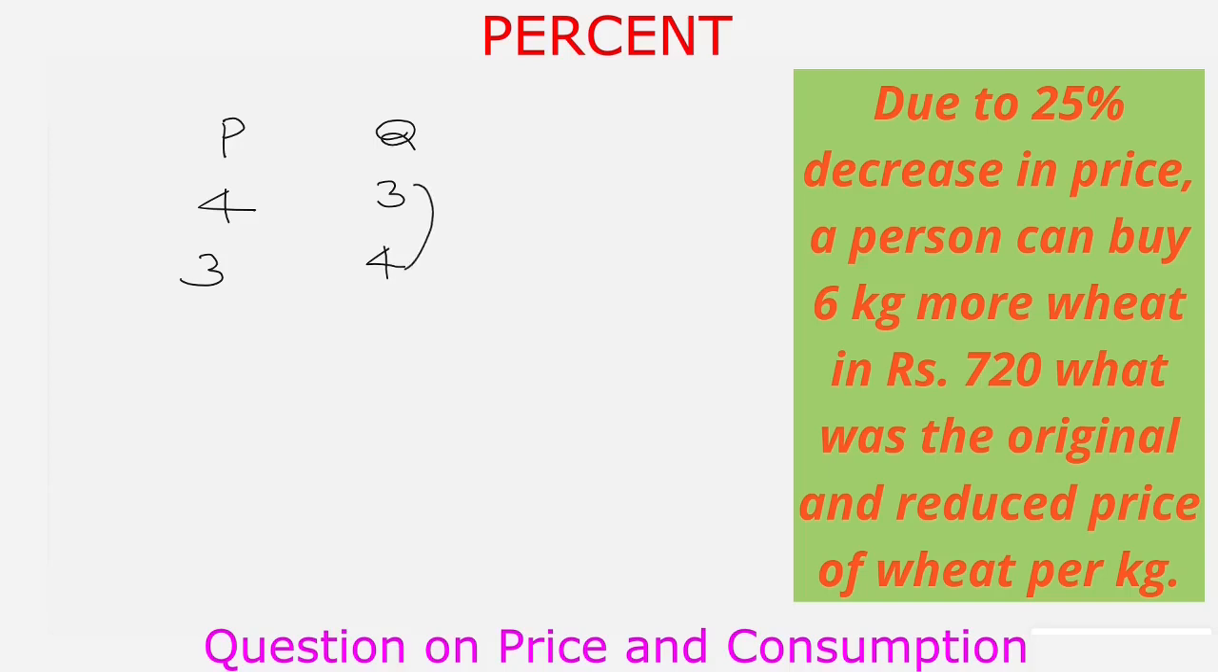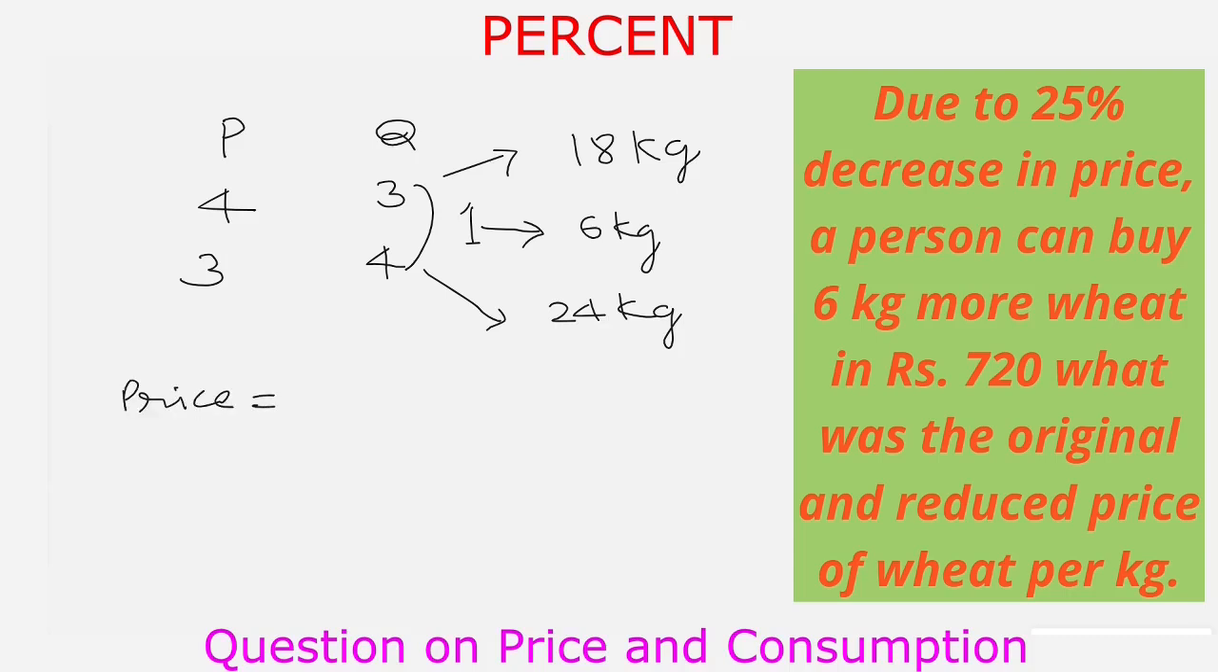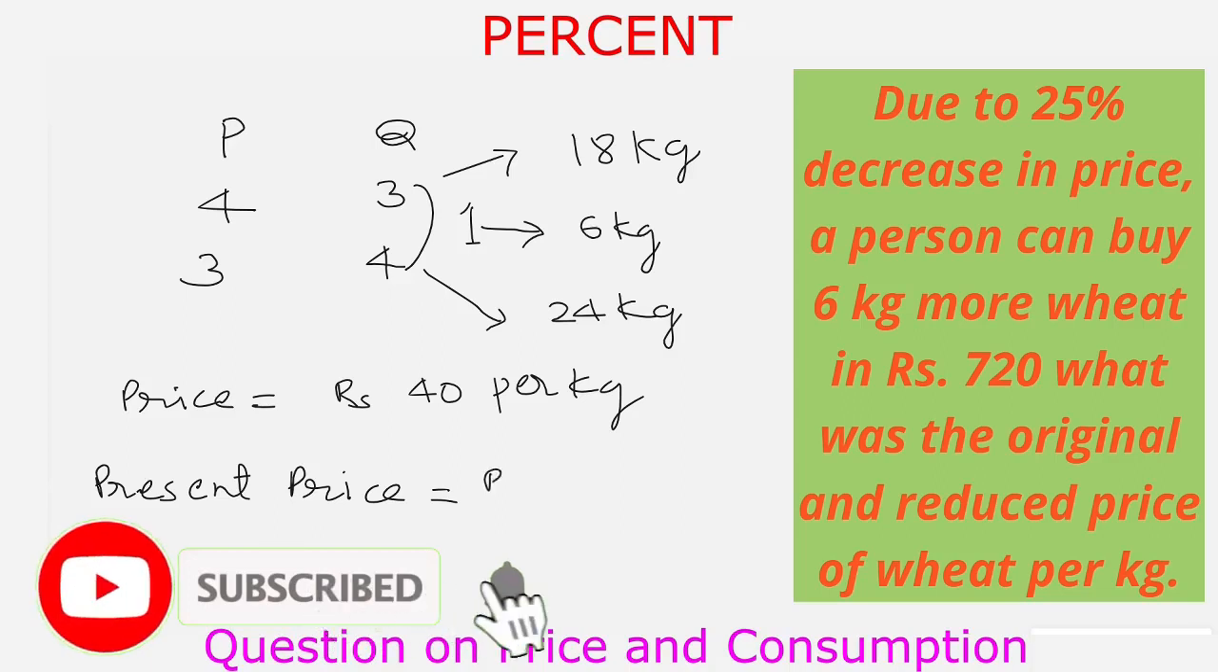Now this difference is 1, and this 1 is equivalent to what is given to us, 6 kg. Therefore 3 is equivalent to 18 kg, as 6 times 3 is 18, and 4 is equivalent to 6 times 4, which is 24 kg. Earlier we were getting 18 kg, now we are getting 24 kg. So the earlier price was 720 divided by 18, which is rupees 40 per kg, and the present price is 720 divided by 24 kg, which is rupees 30 per kg. This way we can easily solve by this shortcut method.